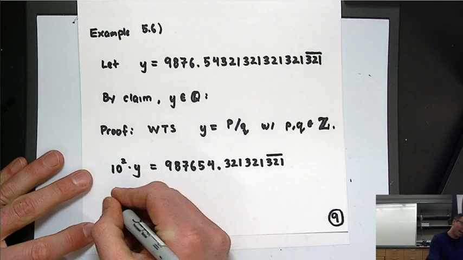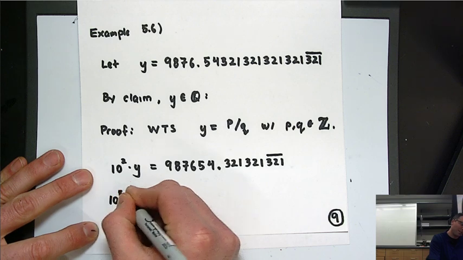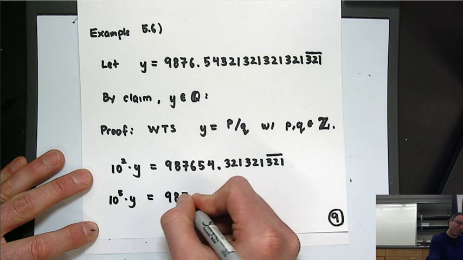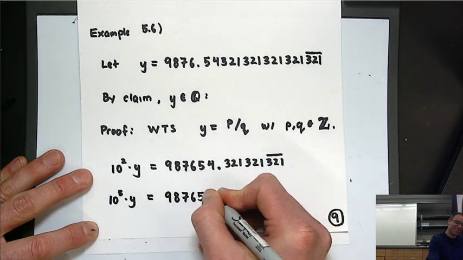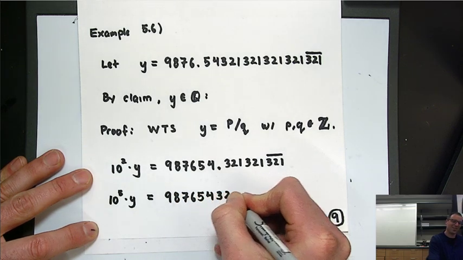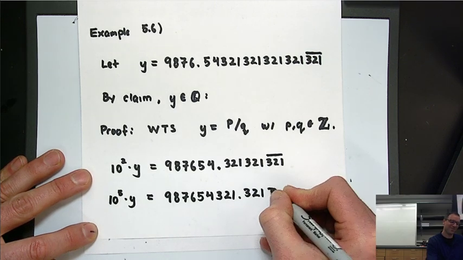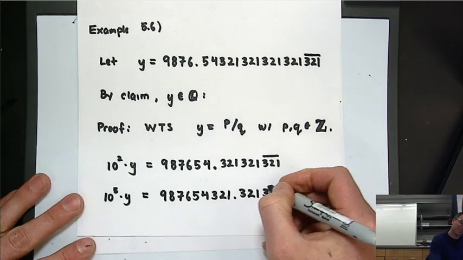Nicely done. So you told me that 10 to the power of 5 times y would be 9, 8. This is kind of a fun number, huh? Whoever wrote this number must have had some time for themselves.